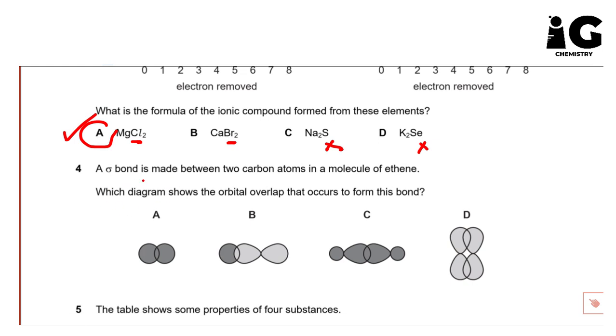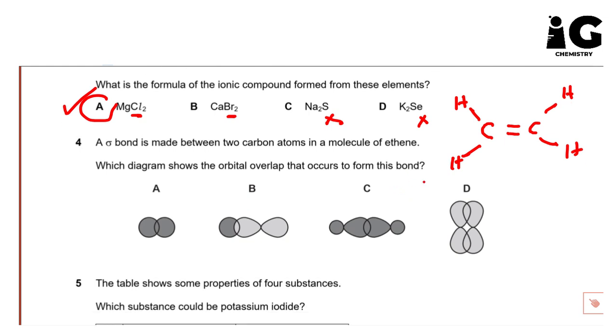Number 4, a sigma bond is made between 2 carbon atoms in a molecule of ethene. So ethene, guys, you know we have C double bond C, and we have hydrogens. We studied this in AS level also. So this is H, H, H, H. Which diagram shows the orbital overlap that occurs to form this bond? First of all, guys, this is carbon atom with carbon atom. And he said sigma bond.